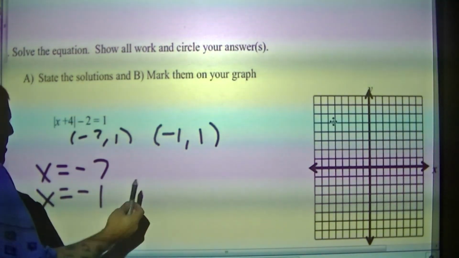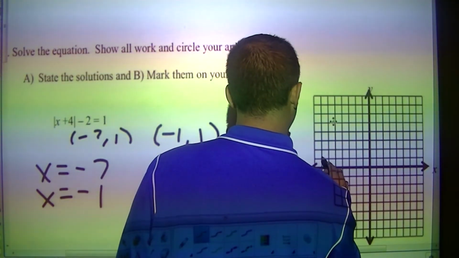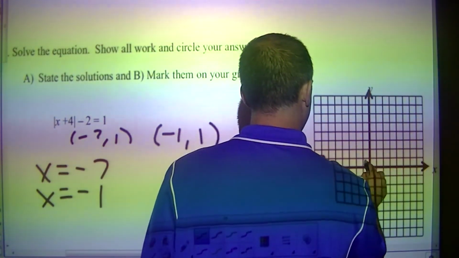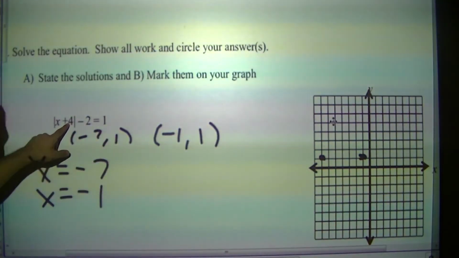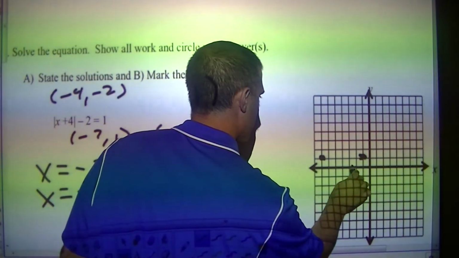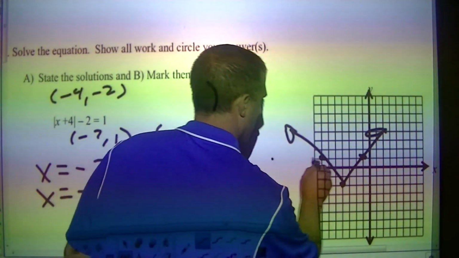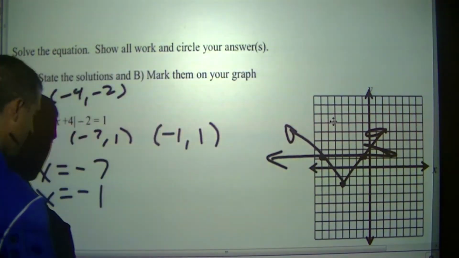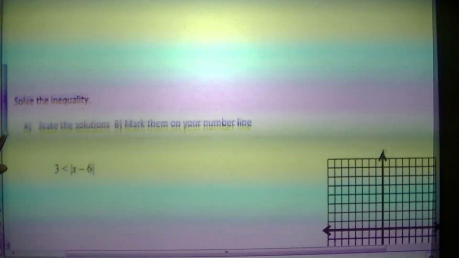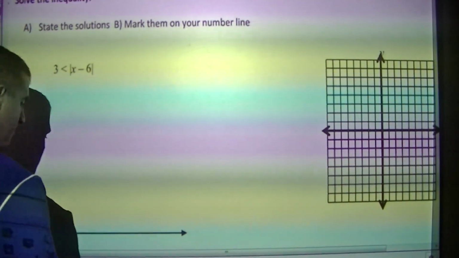So -7, 1, up 1. -1, 1. The anchor here is going to be -4, -2, then 1, 2, 3, 4, down 1, 2. So this is what it looks like. It goes through there, crosses like that. On part B, the grid is optional. You can just do the number line.